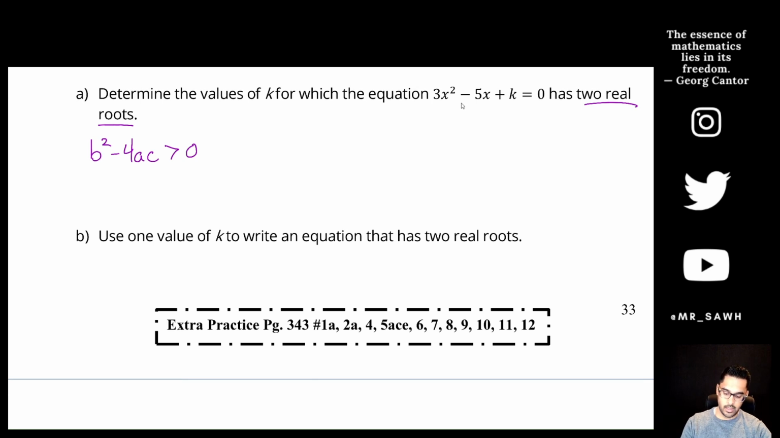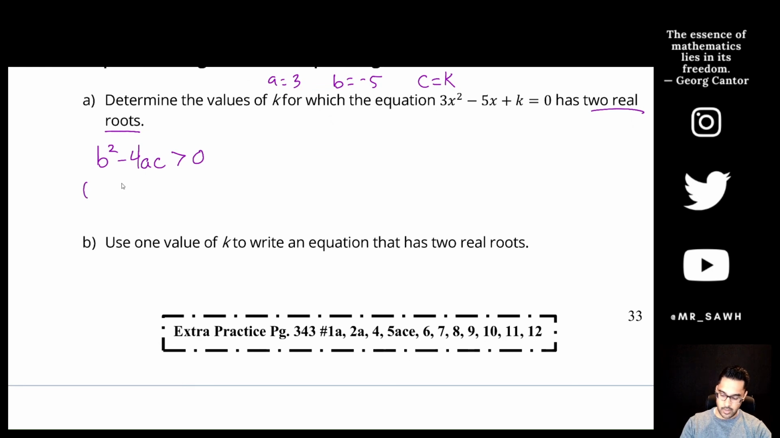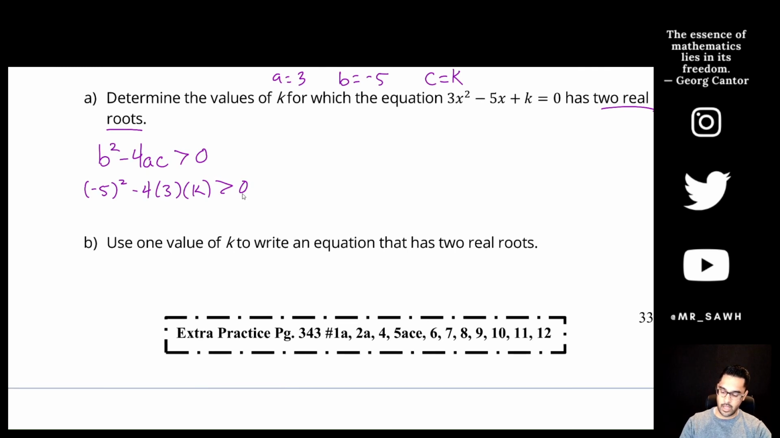So a is going to be 3, right? A is 3, b is -5, but c is k this time. So let's plug everything in and see where that gets us. So -5 squared minus 4 times 3, k is c, whole thing should be greater than 0. So if you simplify it, you've got 25 minus 12k should be greater than 0.